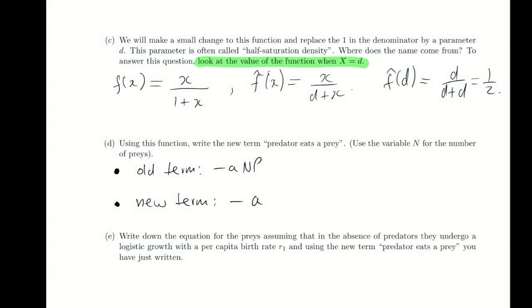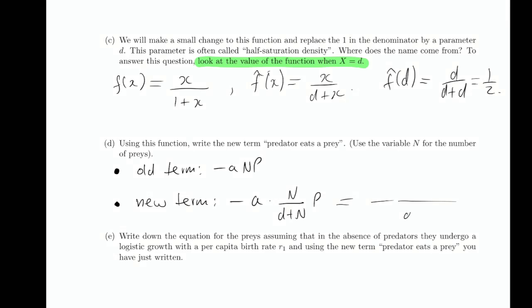So this will then be negative a times x over d plus x. I mean, technically speaking, it's not an x because x here is actually representing the number of prey. So we really want n over d plus n times p. I suppose you could simplify this and write it as a fraction like this if you wanted to.